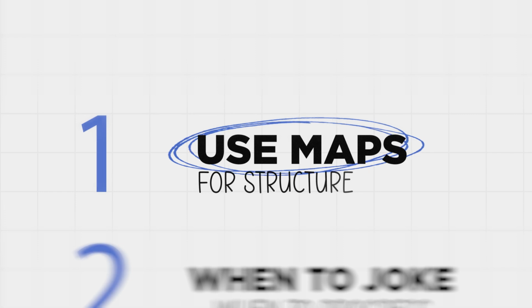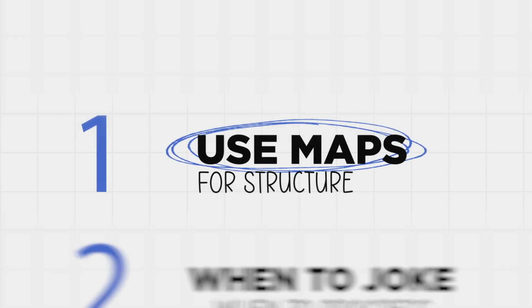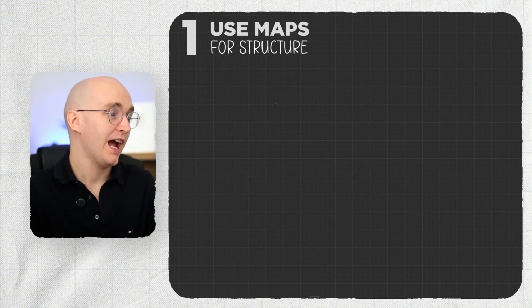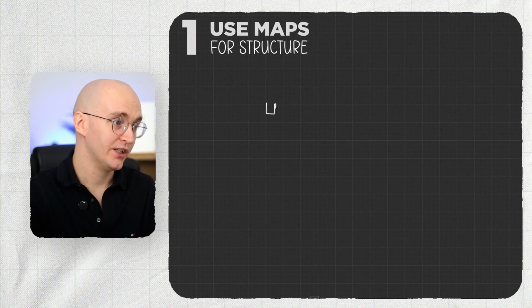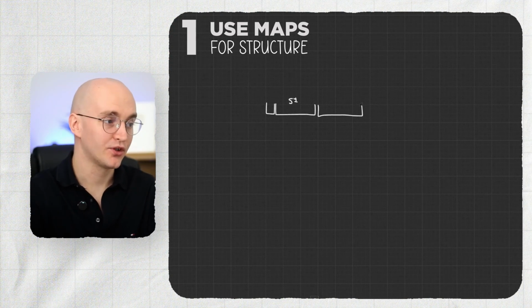Let's get into it. So the first technique is to use maps in order to help the viewer understand the structure of the video and where they are in your video. When you make a video, you can think of your video in terms of segments, right? You get your intro, you get your segment 1, whether that's the beginning of your story or your tip number 1. Then you have segment number 2, then segment number 3, etc.